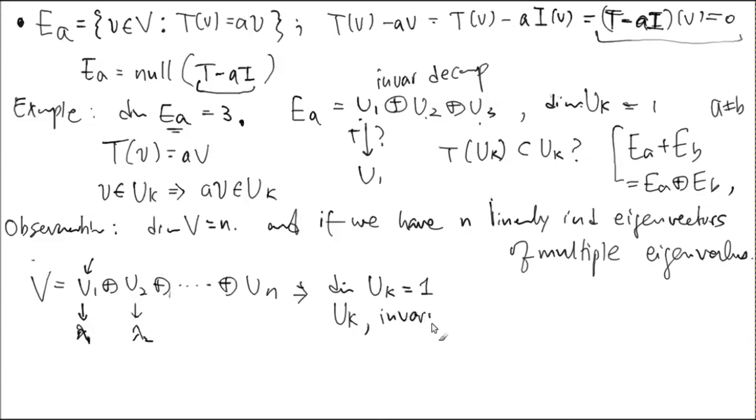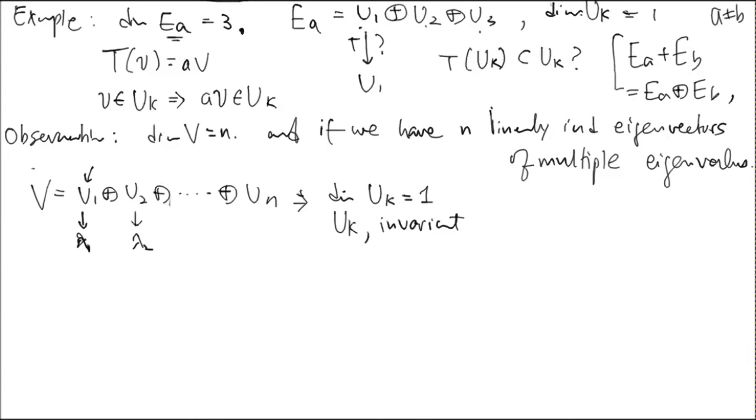invariant. Can you explain why this U_k is invariant? U_k's are all generated by one-dimensional eigenvectors, right? So because T of v_k, let's say that was generated by v_k, one vector, right, is v_k times some scalar. Each of them has its own eigenvalues. Some of them could be the same. Therefore, it's back in U_k, right? Scalar multiple doesn't change the space, so it stays in size.